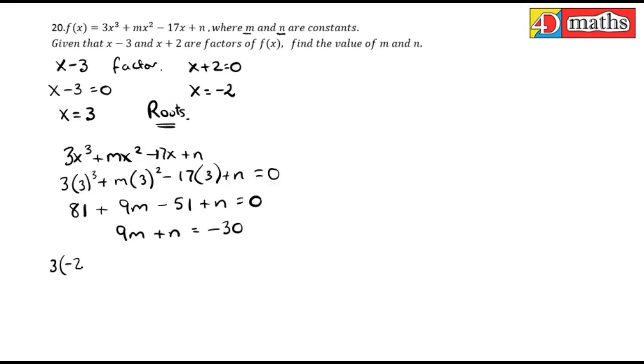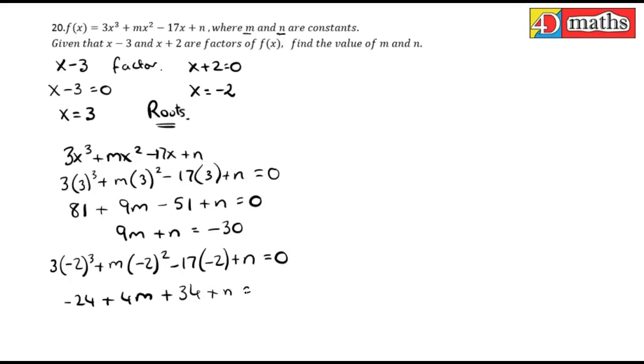So 3 bracket minus 2 cubed plus m times minus 2 squared minus 17 times minus 2 plus n. That would be equal to 0 because it's a root. So that will work out to be minus 24 plus 4m plus 34 plus n equals 0. So 4m plus n. If I tidy this up, that becomes 10, so it becomes equal to minus 10 if it's brought over to the other side.